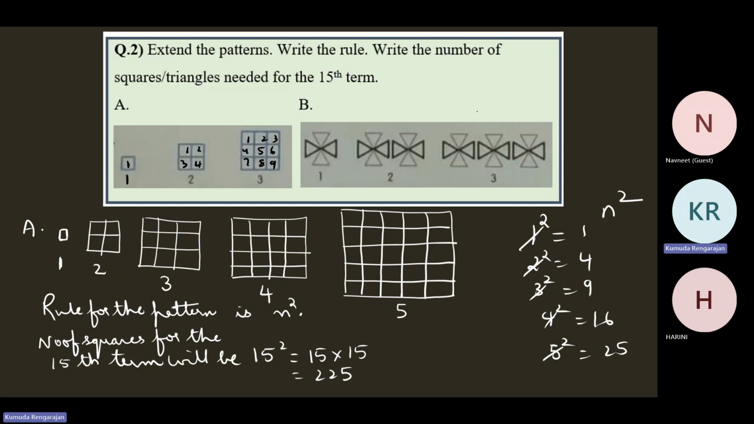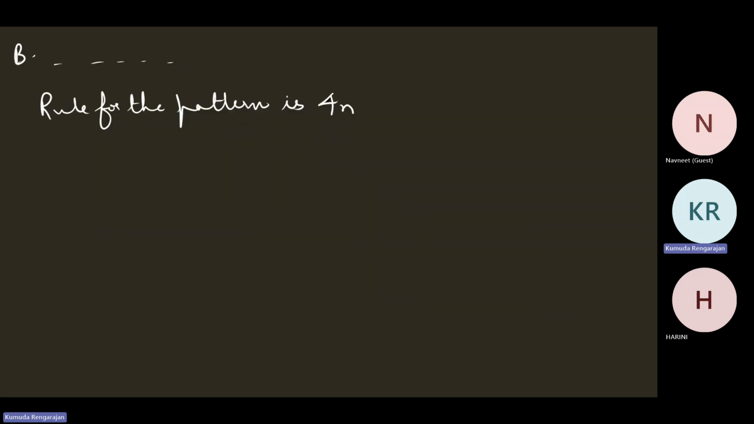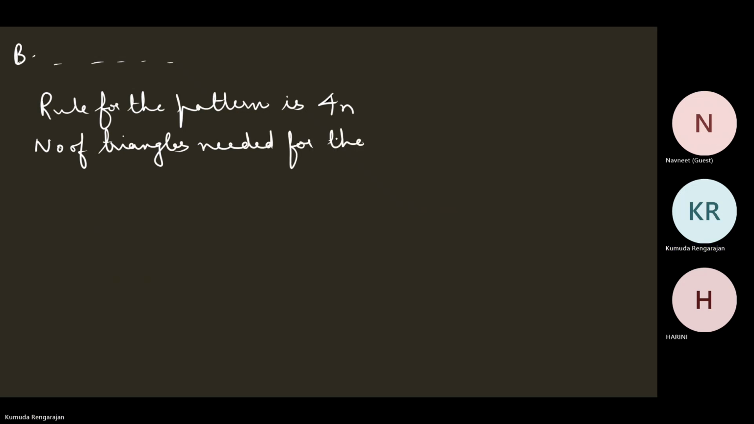Next question, write the number of triangles needed for the 15th term. So number of triangles needed for the 15th term is equal to, yes, Harini, 15th term, how many triangles? How to find? 15 into 4, ma'am. 60 triangles, ma'am. Correct, perfect.